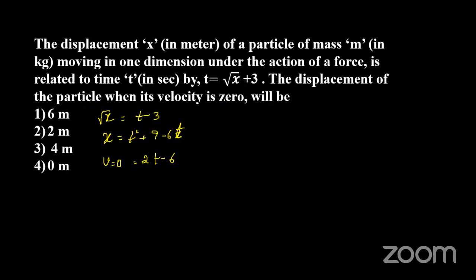Displacement of the particle when its velocity is 0. So I find the time: time equals 3 seconds. Substituting, root x equals 3 minus 3. Displacement will be 0. So these were the questions related to the 2022 paper.